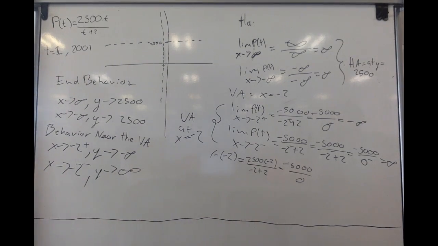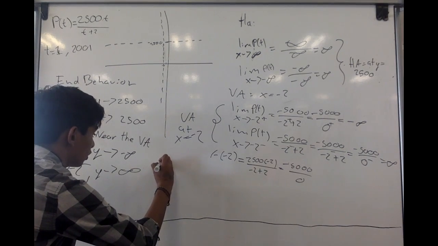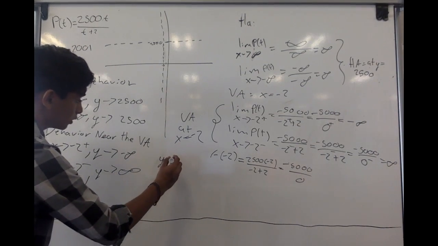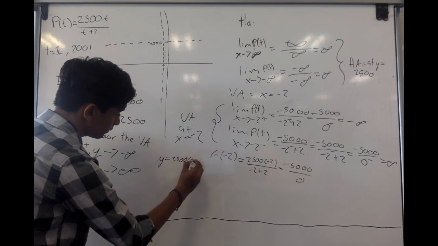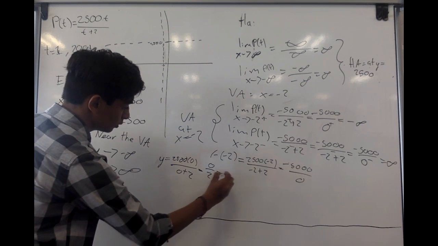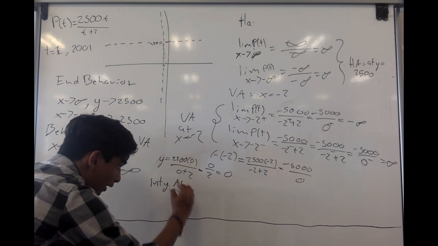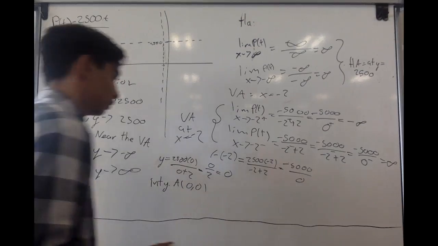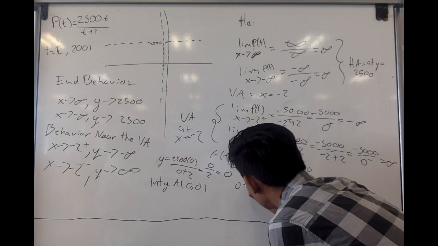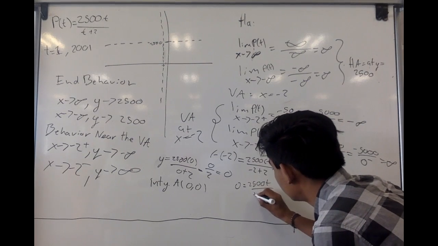Also, we can get the x and y intercepts. You know that for the y-intercept, x equals 0. So here it is 2,500 times 0 divided by 0 plus 2, which equals 0. So the y-intercept is at 0, 0. And for the x-intercept, y equals 0, so it's 2,500 t divided by t plus 2.